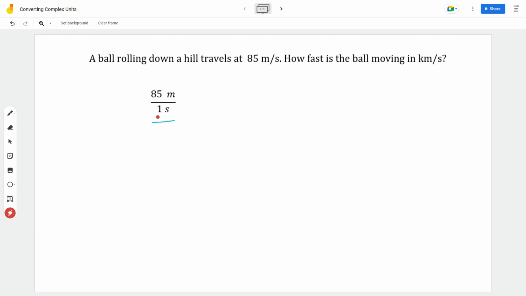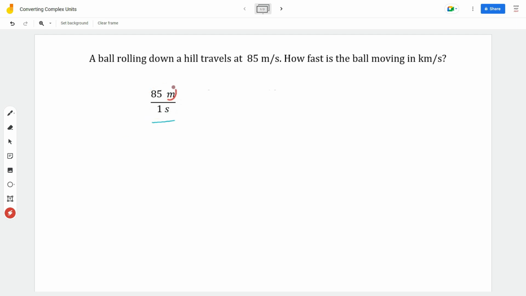Now, I do want to point out that I have written this in a different way than the problem gave it to me. These are the same thing. We don't usually write the 1 when we say meters per second. We don't usually say meters per 1 second. But when there is no number specified for the denominator, we always assume it is 1. Writing 85 meters per second in this way is going to help you keep track of what's going on with the denominator separate from what's going on with the numerator. So I definitely recommend when you're doing your conversions, write your complex units as a fraction.